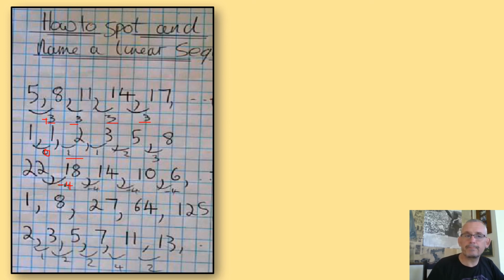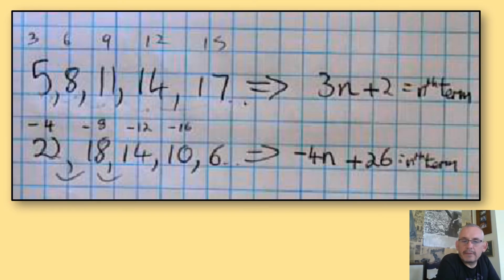All right. Okay, let's take these two linear sequences and have a look at them a little bit closer. What we can see is that they're going up. This one is going up in 3s. So that means we've got the 3 times table. 3, 6, 9, 12, 15.